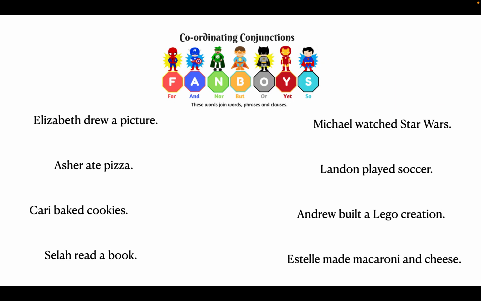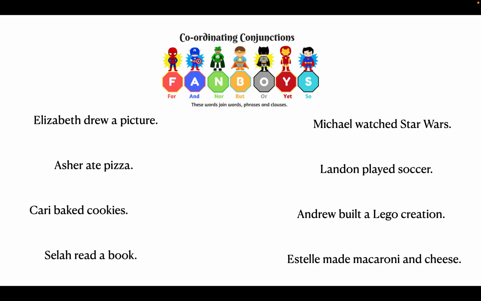So now that we have our coordinating conjunctions, let's practice making some compound sentences with these fanboys. So here are some independent clauses for you to choose from, and you can choose two and then put them together using one of the fanboys. So for example, you could say, Elizabeth drew a picture and Landon played soccer. Or Asher ate pizza, so Andrew built a Lego creation.